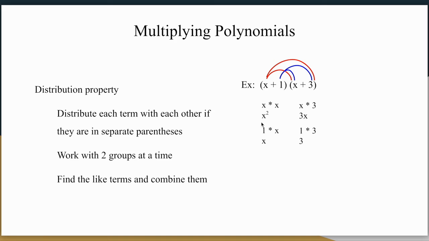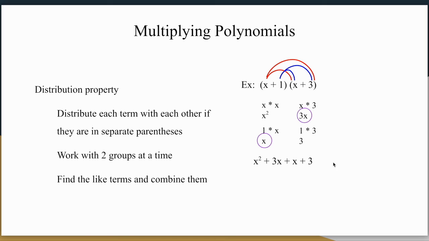Now we're going to see if there are like terms. If there are, then we have to combine them. So we see that this x and this 3x are like terms because they have the same variable with the same exponent on that variable. Now we're going to combine everything, okay, with the sign that the term has. So this is a positive 3x, so we're going to put a plus here. This is a positive x, so we're going to put a plus here. This is a positive 3, so we're going to put plus here. To get the final answer of x squared plus 3x plus x plus 3.